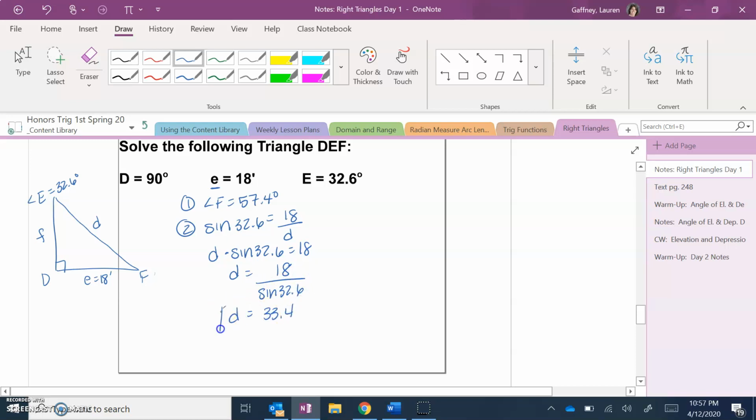Okay. So I started by finding the missing angle, subtracting from 180, and then I did side D first. You totally could have done otherwise. You could have used angle E and side E and done a tangent because you have that angle equals opposite over adjacent. You could have gone that road. I did sine because I have the opposite and then I can find the hypotenuse. Now from here, I have 2 of my 3 sides, so I could just do Pythagorean theorem. So 18 squared plus f squared equals 33.4 squared, and f is 20.1.